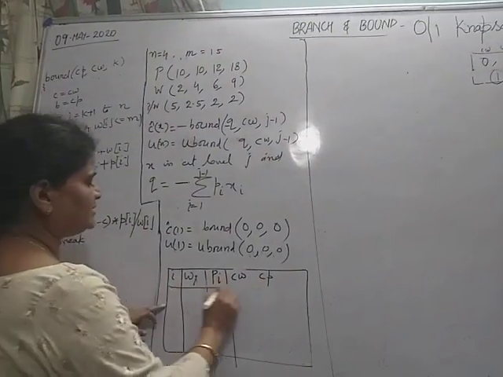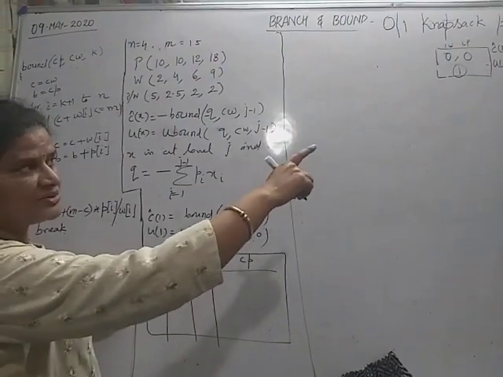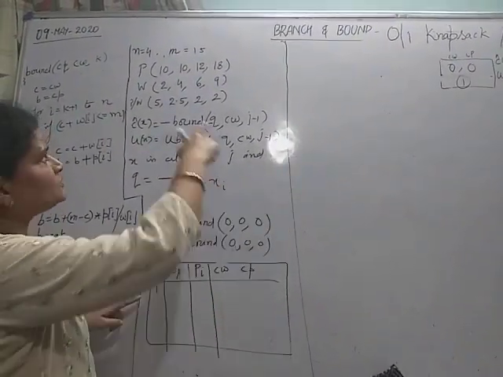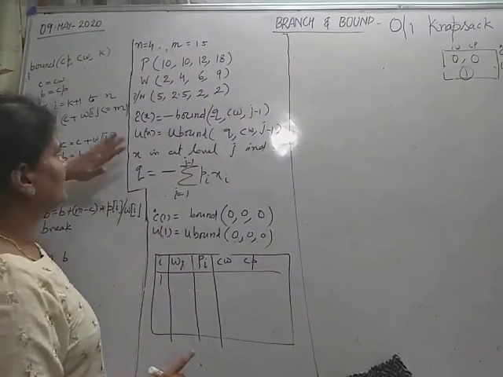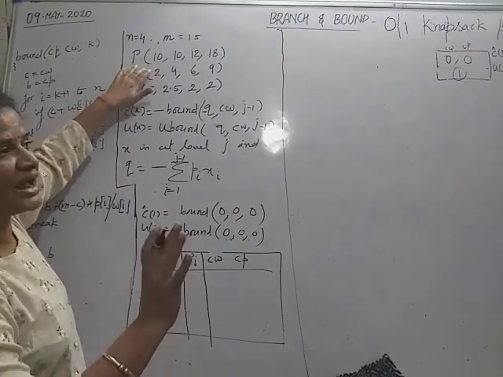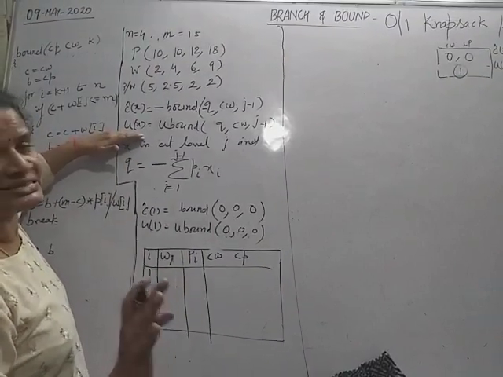So when the u bound function is called, the value of I runs from k plus 1, the value of k is 0. So k plus 1 is 1 to 4, and the value of n is 4. The loop will run 1 to 4. What I am doing in the u bound function is that fractions are not allowed at the time of computing the upper bound.